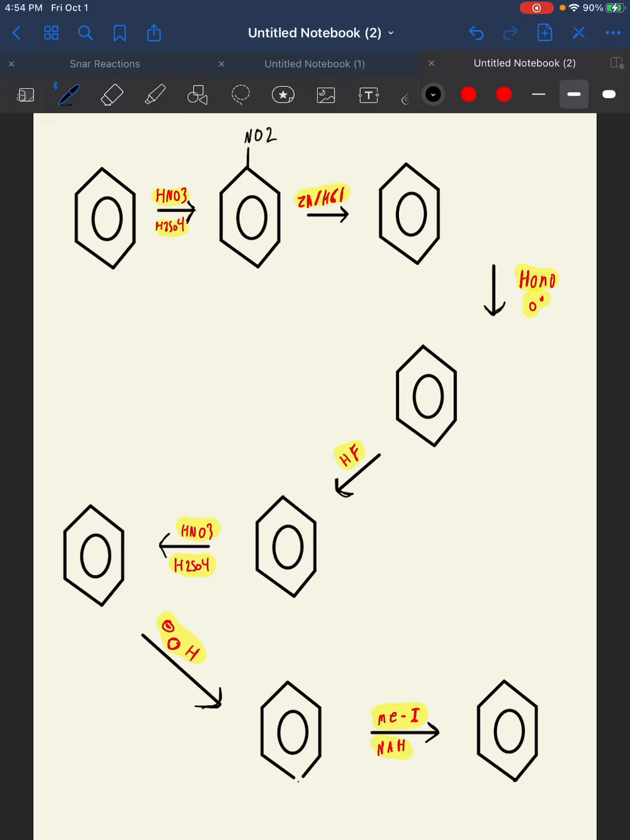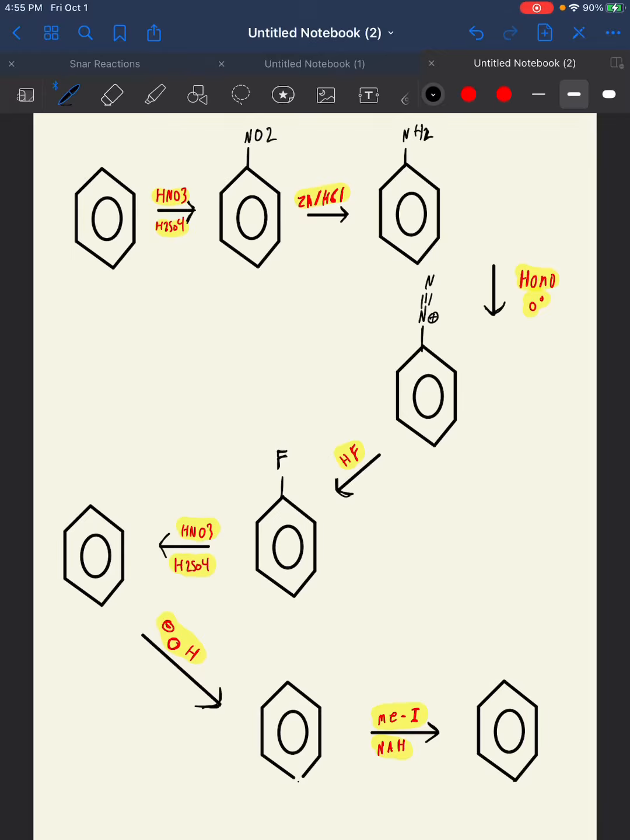Now then again, with a zinc HCl, that reduces the NO2 into NH2. HONO, once again, turns that into N, triple bonded to N, with a positive charge. Now then with HF, that would then replace this, N triple bonded to N, with a fluorine.